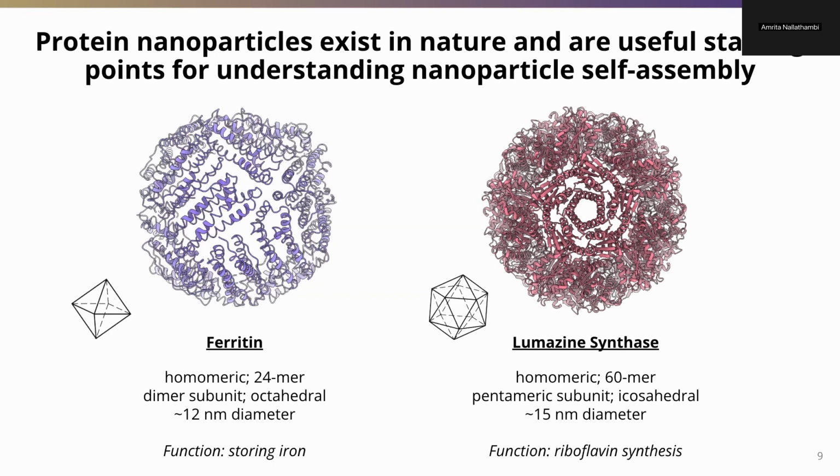And so lumazine synthase is a little bigger, about 15 nanometers, and has a different symmetry. It's an icosahedral symmetry. And so you can have lots of different shapes and sizes when it comes to these nanoparticles, but these are the two classic native ones that we refer to a lot. And then lumazine synthase's primary role is in riboflavin or vitamin B2 synthesis. So they do serve important functions in biology.